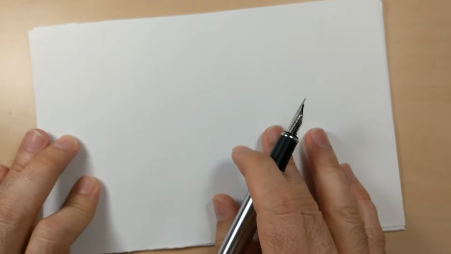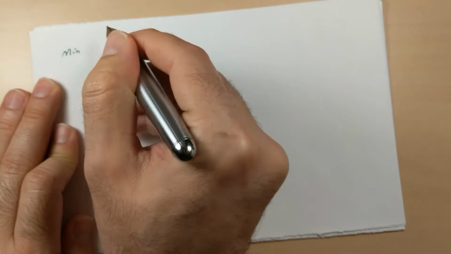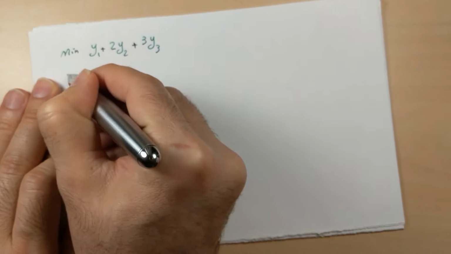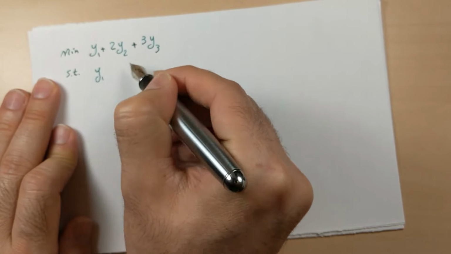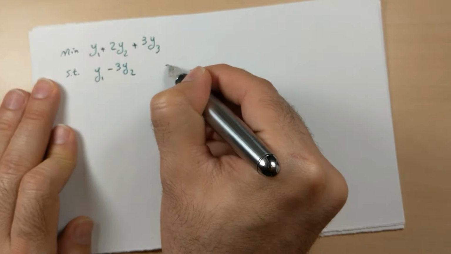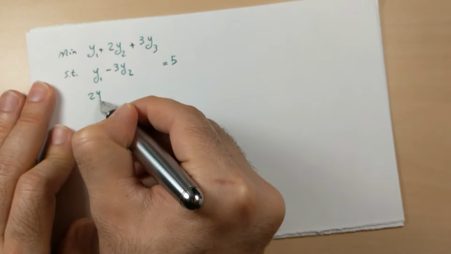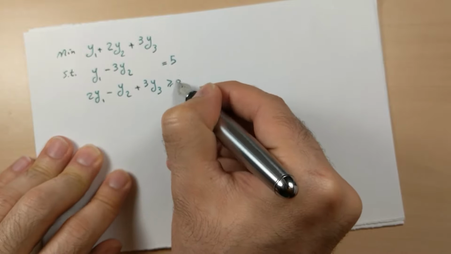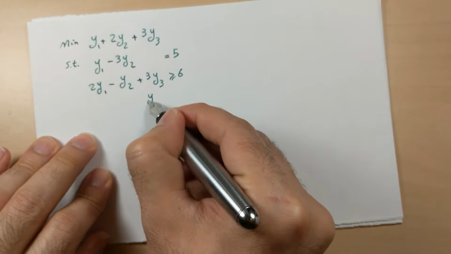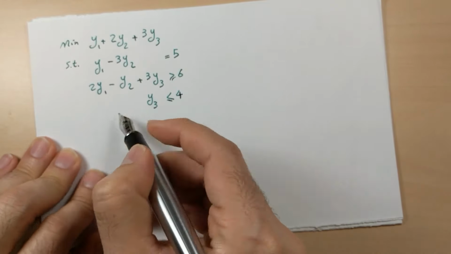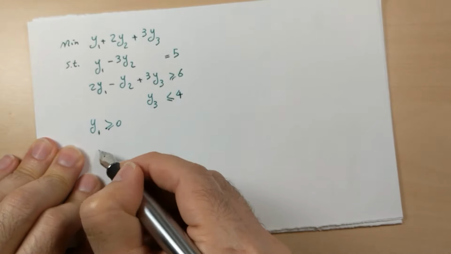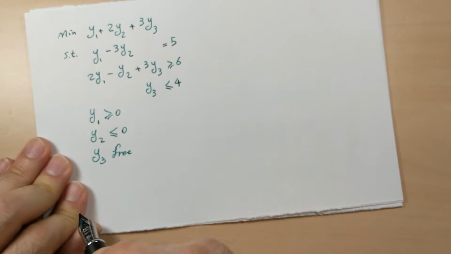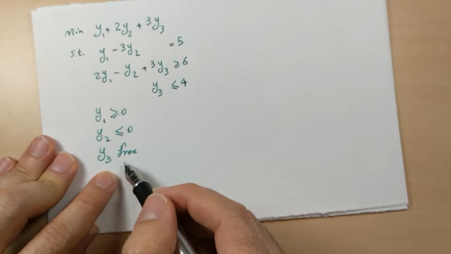Example 2 in slide 12. We have a minimization problem: y1 + 2y2 + 3y3 subject to y1 - 3y2 = 5, 2y1 - y2 + 3y3 >= 6, y3 <= 4, y1 >= 0, y2 <= 0, and y3 is free. There is no limitations on the value of y3.